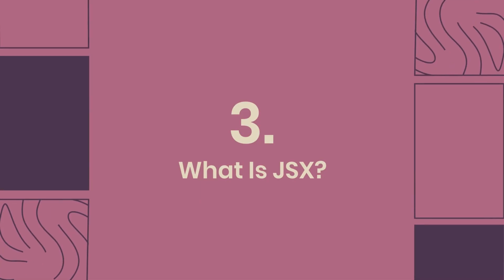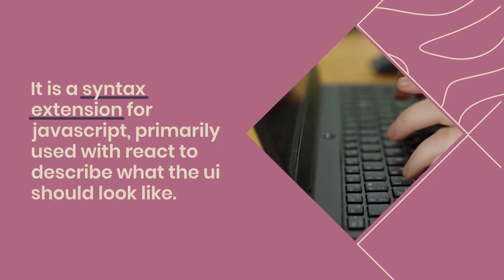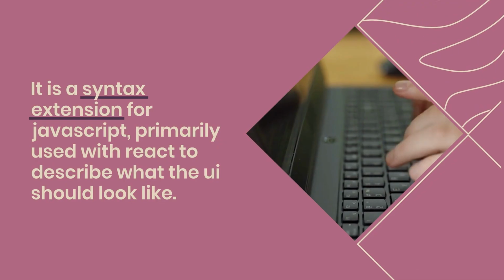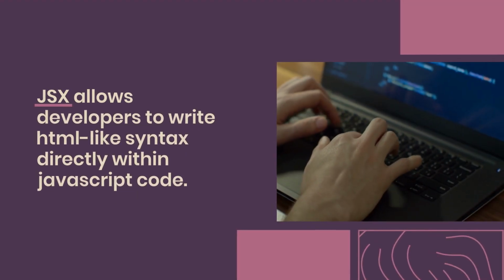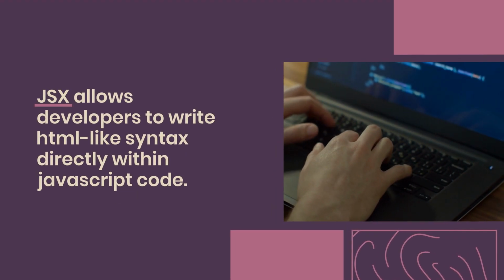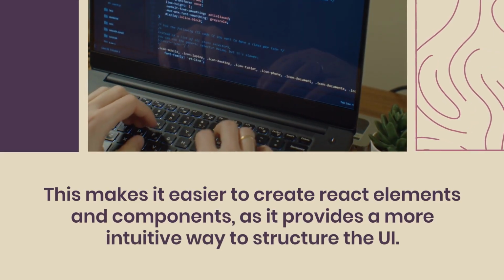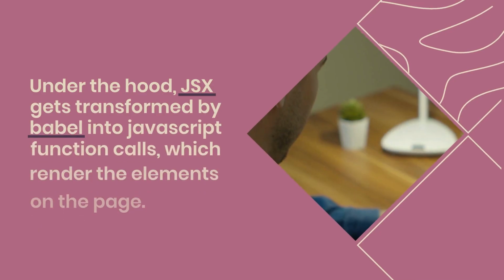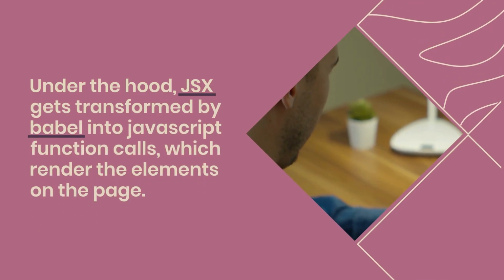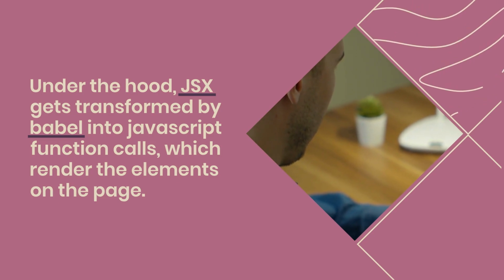3. What is JSX? JSX stands for JavaScript XML. It is a syntax extension for JavaScript, primarily used with React to describe what the UI should look like. JSX allows developers to write HTML-like syntax directly within JavaScript code. This makes it easier to create React elements and components, as it provides a more intuitive way to structure the UI. Under the hood, JSX gets transformed by Babel into JavaScript function calls, which render the elements on the page.